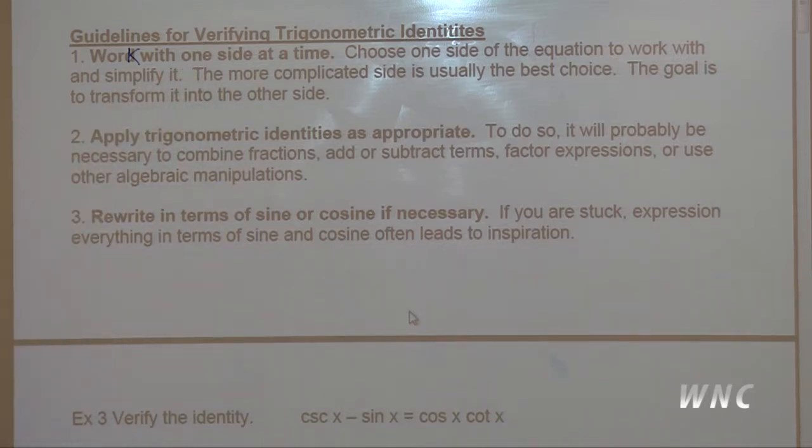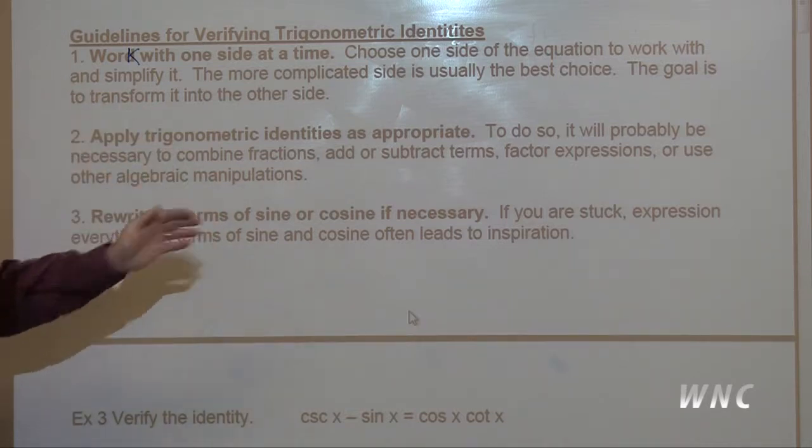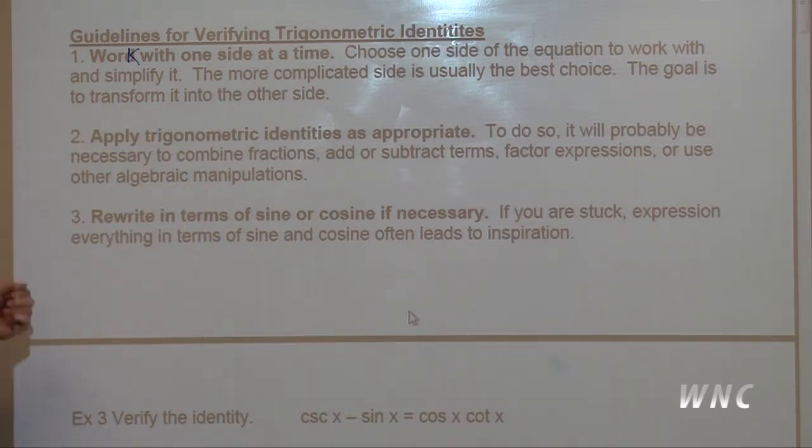Choose one side of the equation to work with and simplify it. The more complicated side is usually the best choice. You don't want to take a simple thing and try to make it complicated. Take the complicated thing and make it simple. The goal is to transform one side into the other side. Apply trigonometric identities as appropriate.